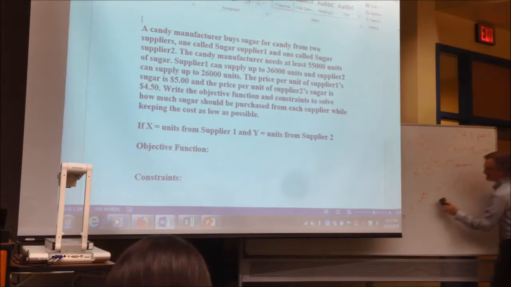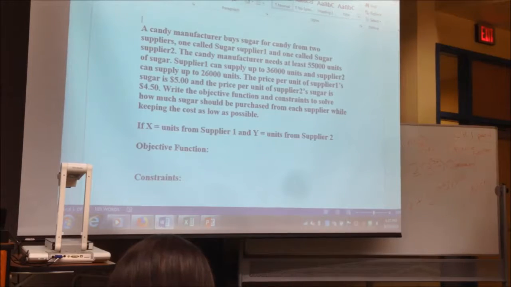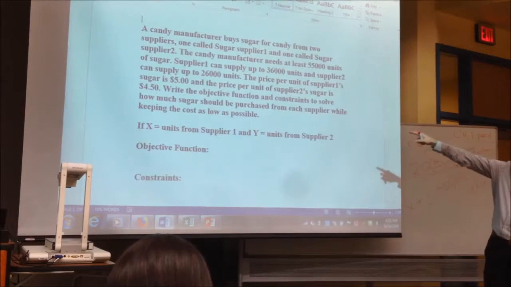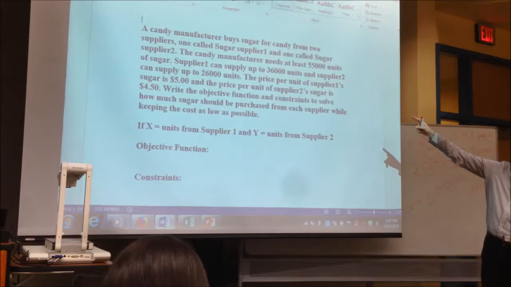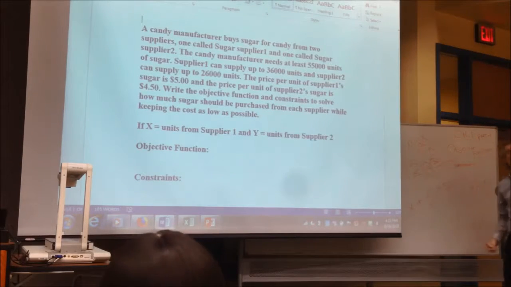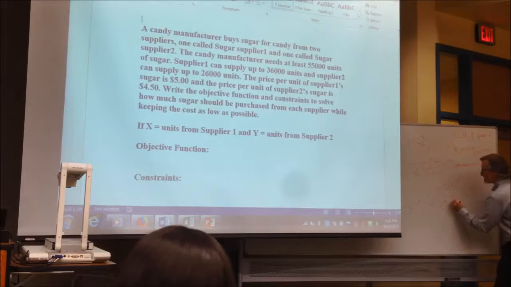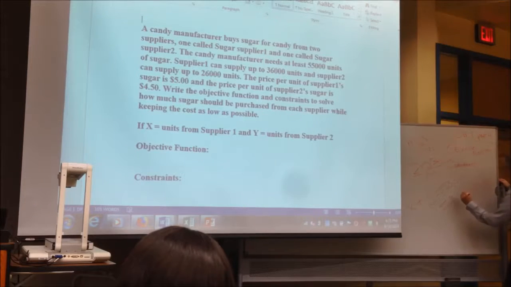So here we go. It's not in dollars, it's in units. X plus Y greater than or equal to 55,000 units is one of the constraints. Next sentence: supplier 1 can supply up to 36,000 units. Stop. Objective function or constraint? Yeah, that's a limitation. Less than or equal, greater than or equal, or equal. Less than or equal, 36,000, is that correct?